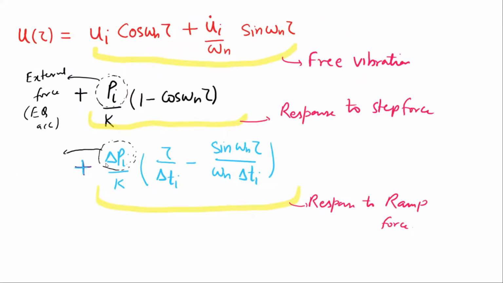So now the total response would be equal to ui cos omega n tau plus u dot i upon omega n sin omega n tau. This is the solution we get from the free vibration case. And second, that is pi by k into 1 minus cos omega n tau. That is the response from step force. When we solve the step force function, we get this response. And the third is the response to ramp force. So we get del pi by k tau by del ti minus this value when we have solved the ramp force. So we get the total solution.